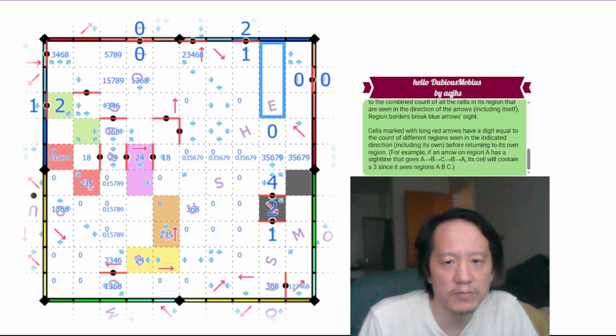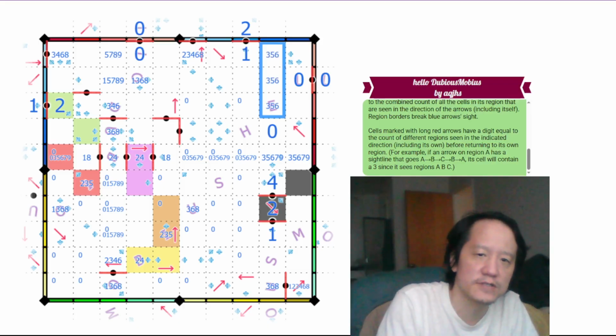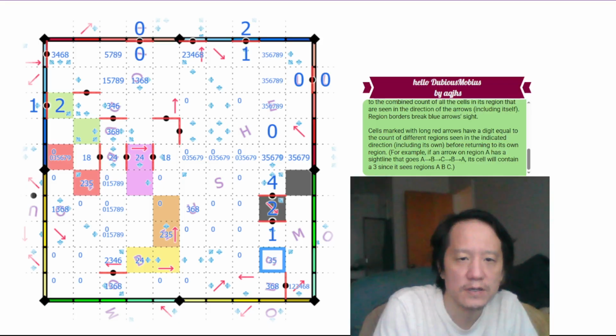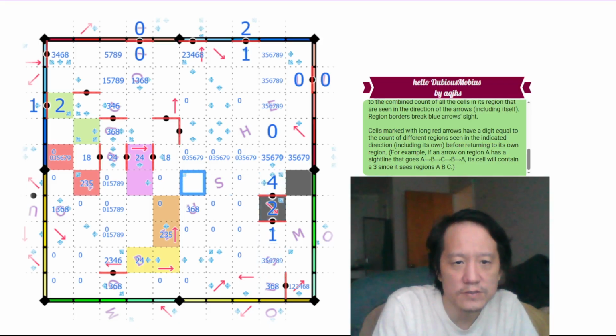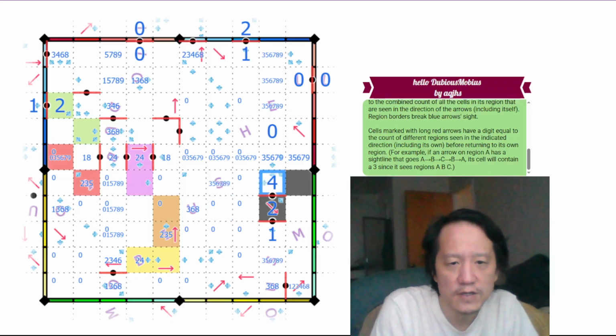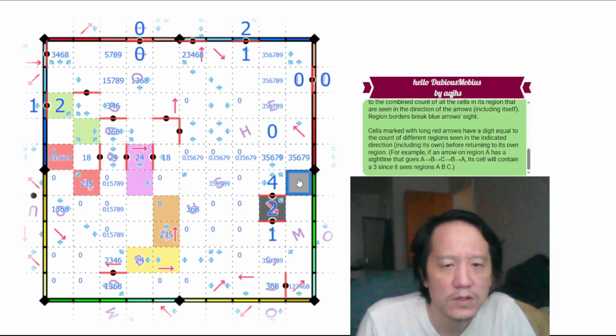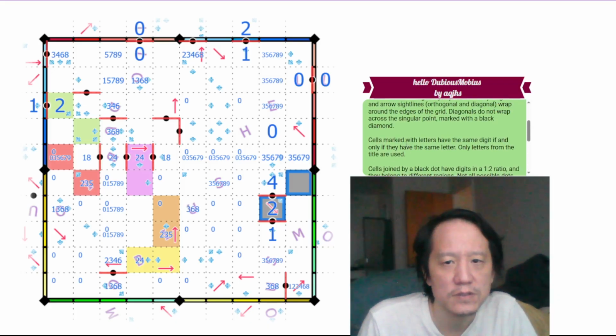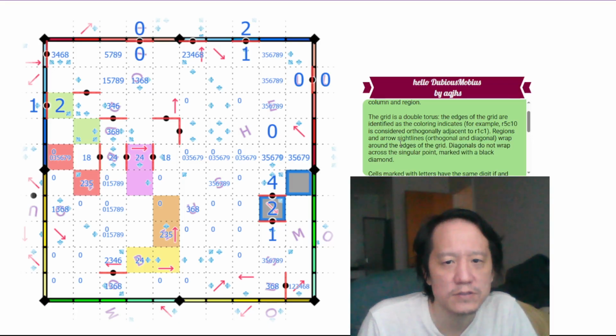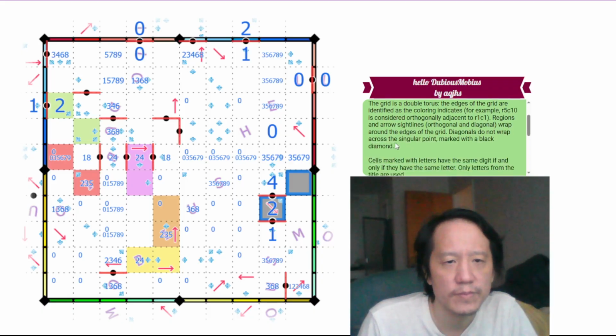Okay, the rest of column 9 has to be 3, 5, 6, 7, 8, 9. So this is also 3, 5, 6, 7, 8, 9. This is 4. So this is only 2 here, and it's blocked by the black diagonal, which makes sense. Oh, yeah, I could use black diagonals. Or black diamond diagonals.